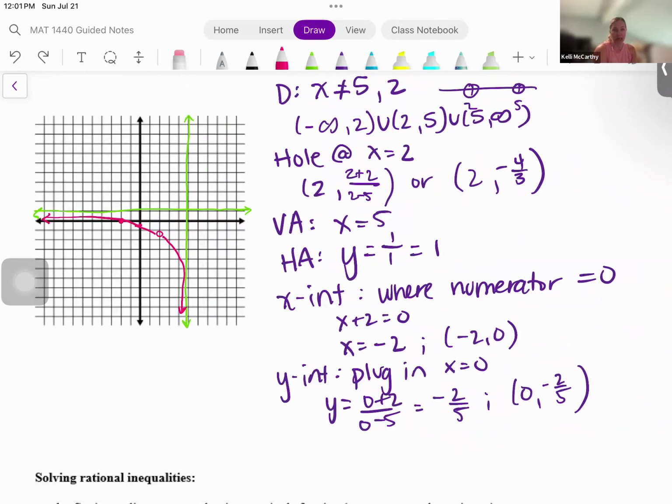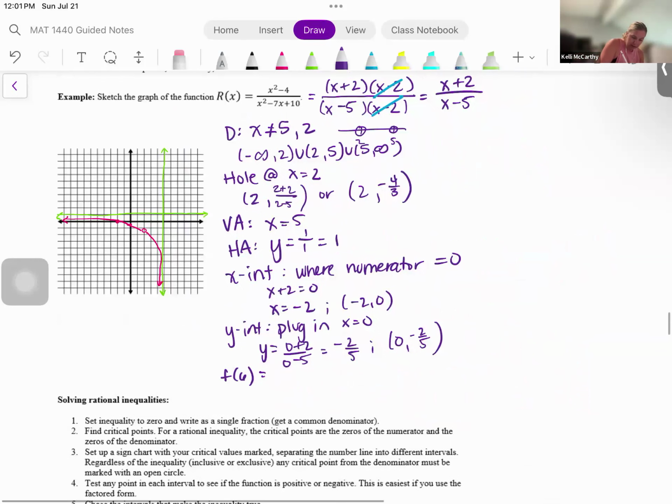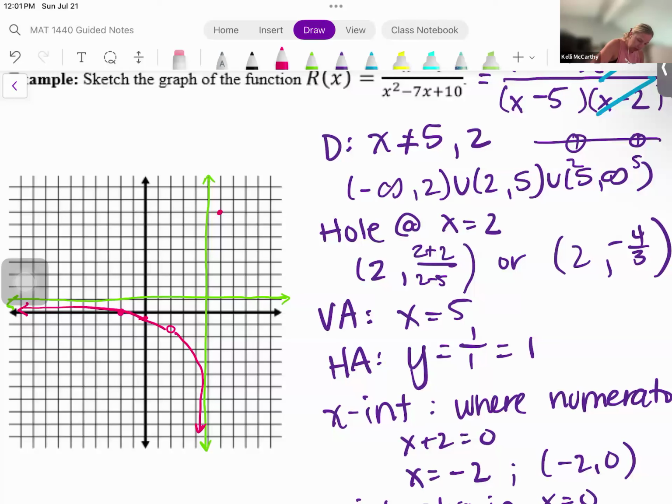And again, I'm using that simplified function. So this is going to be 6 plus 2 over 6 minus 5. And that's going to be 8 over 1, or just 8. So that tells me I've got a point (6, 8). And just that 1 point alone can determine that the shape of this branch is going to be decreasing in that top quadrant.